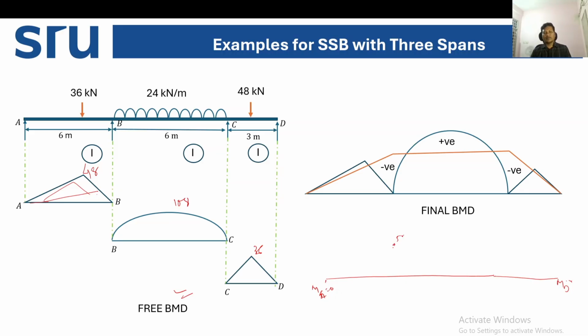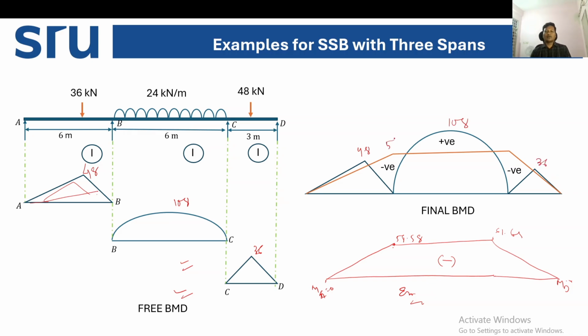58.58, and MC we have calculated minus 61.68. So you draw the points 58.58 and 61.68, the end points are 0, and only give the sign negative. Okay, so now this is your free bending moment diagram. This is your end bending moment diagram. So for the final bending moment diagram, you superimpose this. So this is 48, this is 108, this is 36.